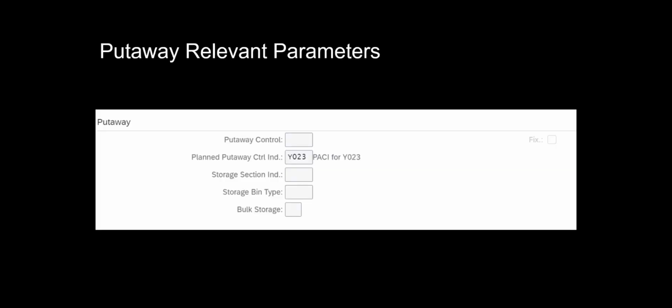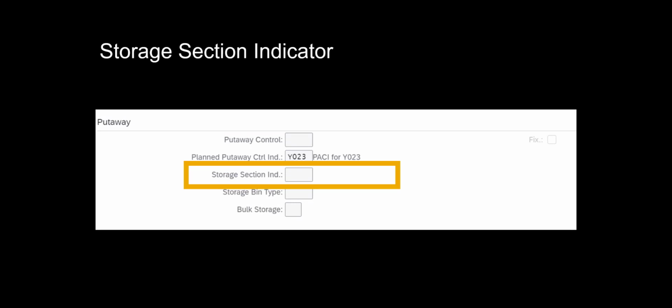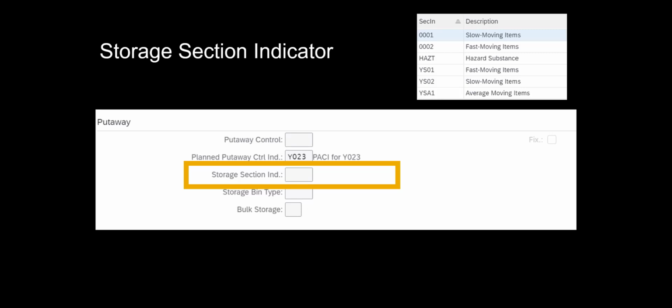We will briefly describe the different put-away relevant parameters in the warehouse product master. A put-away control indicator is used to ensure that specific products are placed in specific storage types. The planned put-away control indicator is determined during slotting. The storage section indicator makes the system determine that a product is to be put away into one particular storage section, in preference to another.